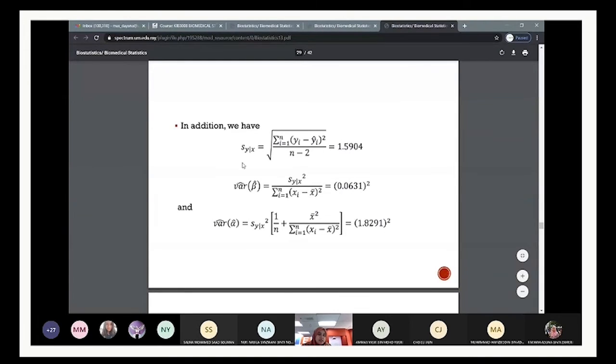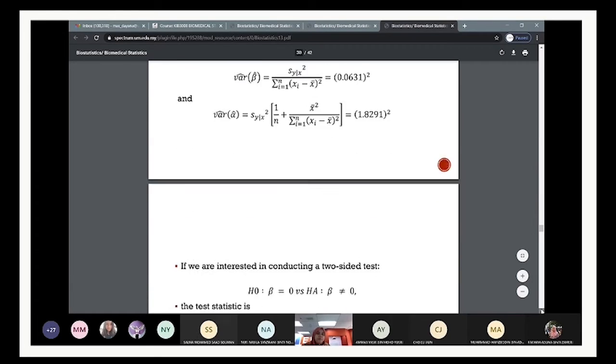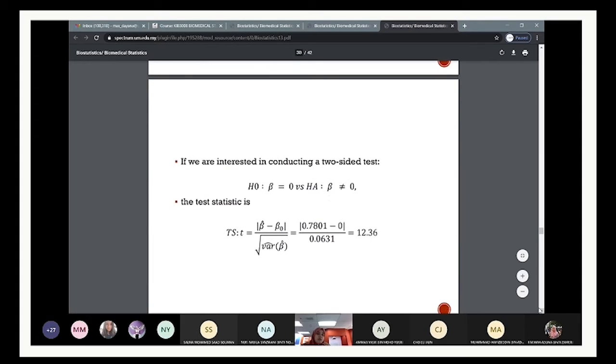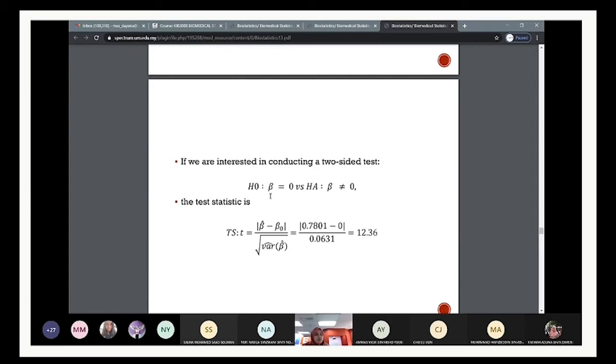Remember the standard error. So we can have the 1.59 value, and this is the value for the variation of b and the variation of the intercept. What we are interested in is to conduct a two-sided test, which is beta equal to 0 or beta is not equal to 0. So for the test statistic, we can use the t-test. You just put in all the values.